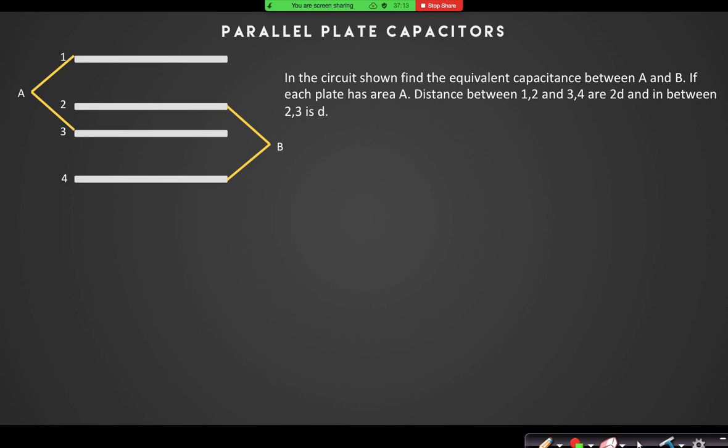right? So the capacitance in between A and B, you have to find equivalent capacitance. If each plate area has A, distance between 1, 2 and 3, 4 are 2D, and the distance between 2 and 3 is D. Can you just try to solve this question? What will be the equivalent capacitance of this circuit? Definitely they are in series or parallel, but you need to understand which one is in series, which one is in parallel actually.